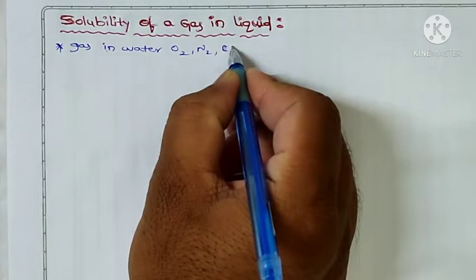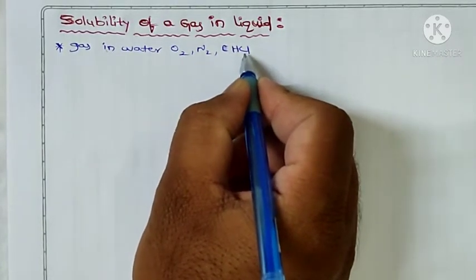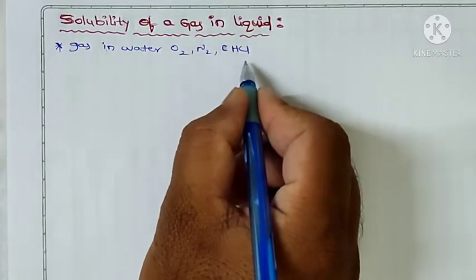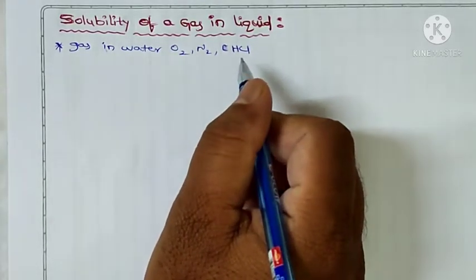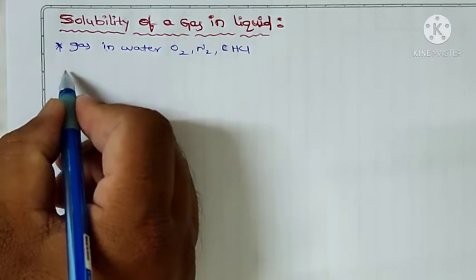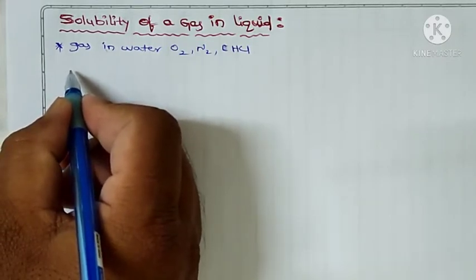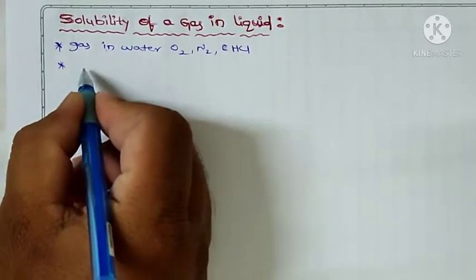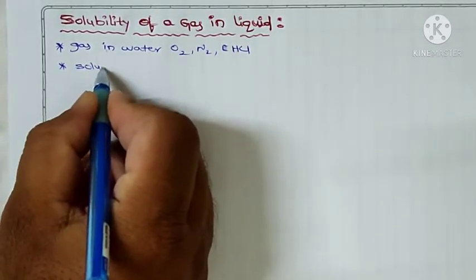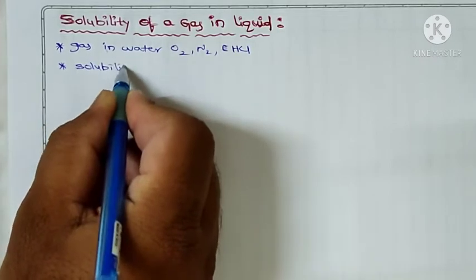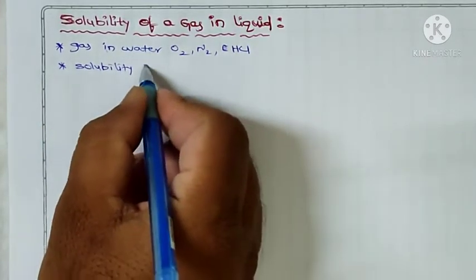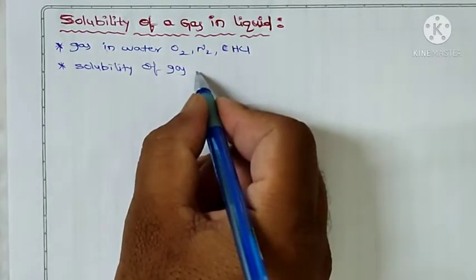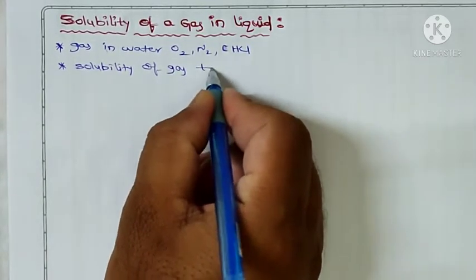Hydrogen chloride gas is highly soluble in water. And solubility of gases in liquid is generally affected by pressure and temperature. So the solubility of gases is affected by temperature and pressure.